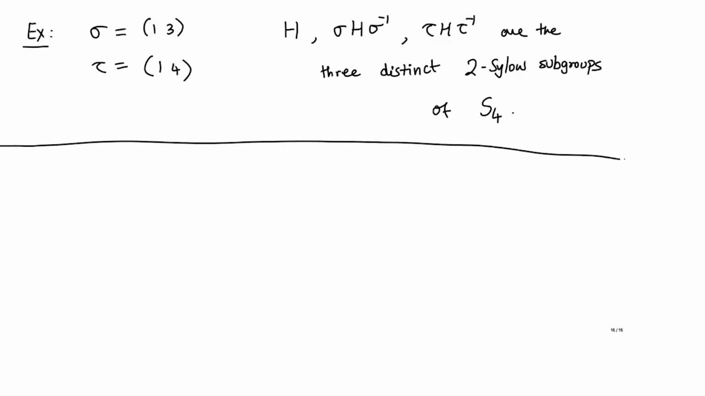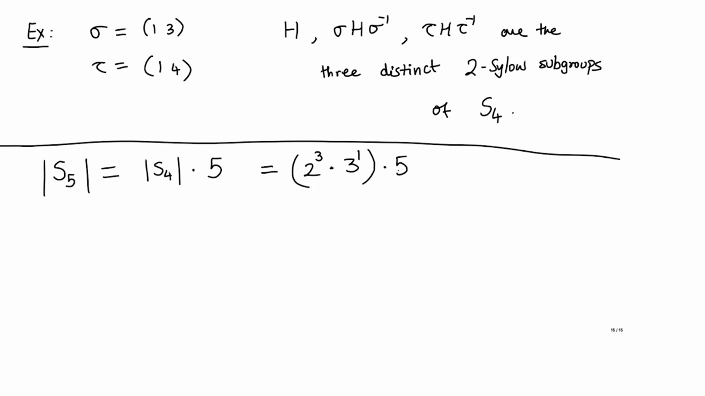But the problem also asked us to do the same thing for S5 and S6. So let's go on. S5: the cardinality of S5 is 5 factorial. It's in fact the cardinality of S4 multiplied with an additional 5. In terms of S4, remember, the cardinality was 2 cubed times 3 to the power 1. All you're doing is appending an additional prime to it, which is the prime 5 in this case. So the 2 Sylow subgroup of S5 still has cardinality 8. The highest power of 2 in this case is still 2 cubed.